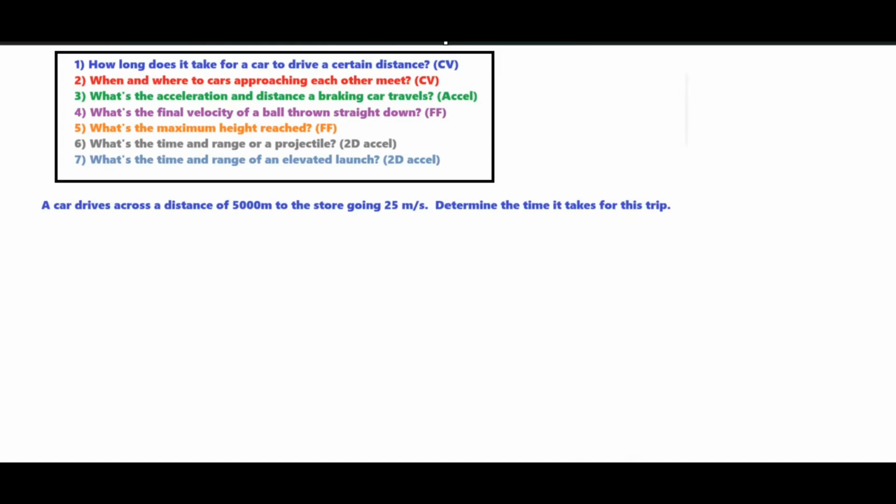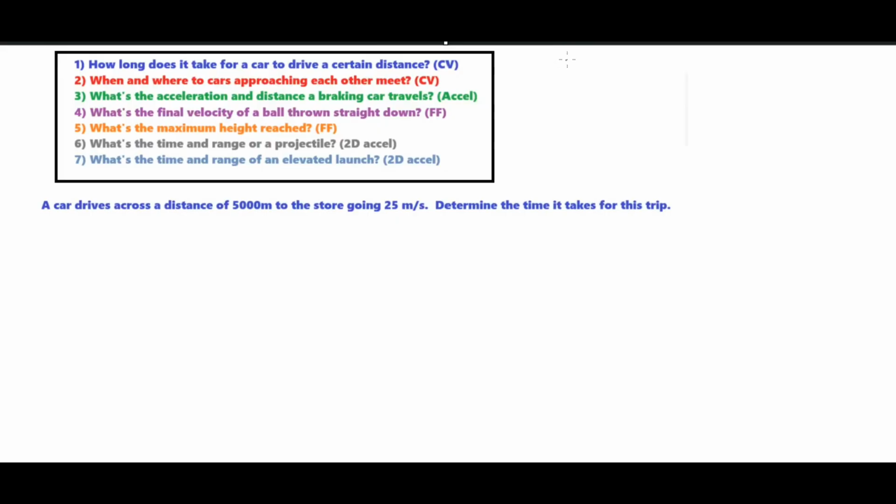In the box here, we have a summary of the different questions we're going to be looking at. We're going to start with number 1, our blue question, and work our way down all the way to number 7, a fairly advanced projectile problem. All right, so let's get started with the first one. We have a constant velocity problem.